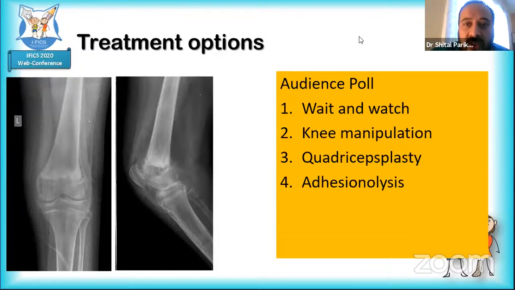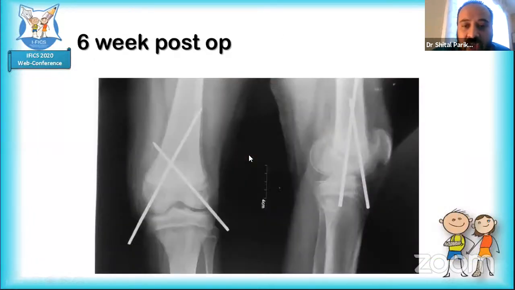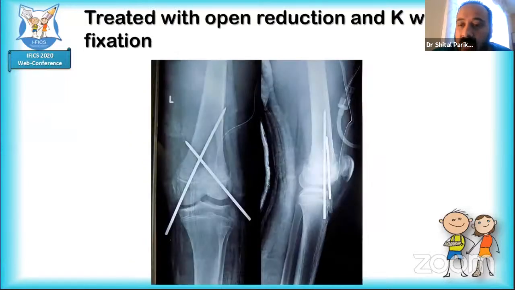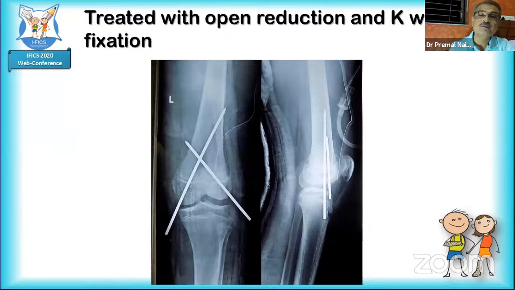Let's see what the panel has to think about this, and whether you would have treated it any differently. If you go back and look at the x-rays, would you have treated this injury any differently than what was done here? Sheetal, if I may add, this child had an open reduction through a central incision. Somehow the surgeon couldn't get it right, so he had to open it and reduce it.